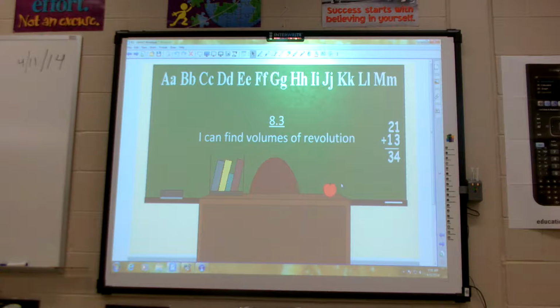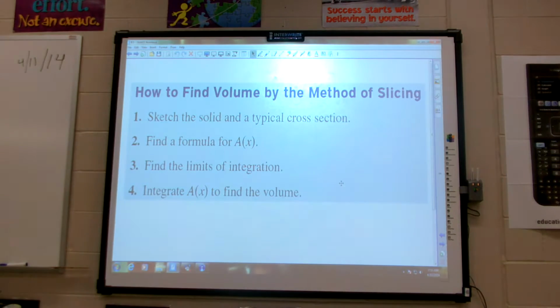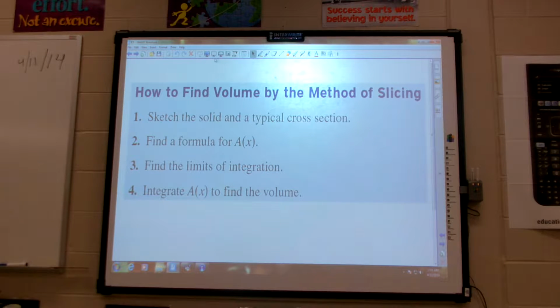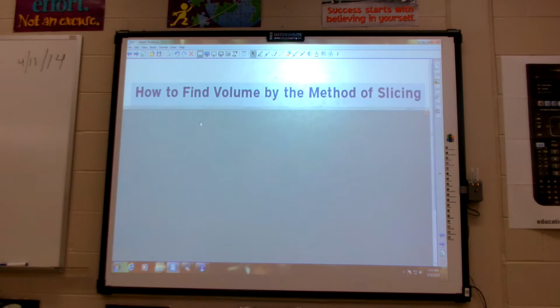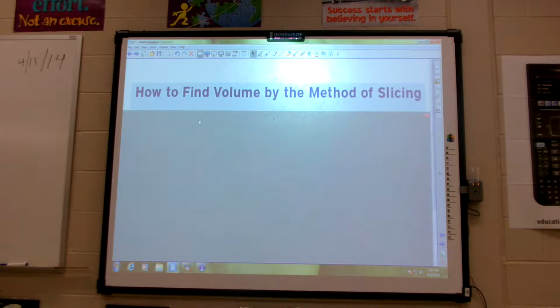Sections, and they will say on the AP test, find if the cross sections are squares, are circles, or whatever. But now we're just doing actual revolutions. So here are our steps. How to find the volume by the slicing method, or method of slicing. So this is called the slicing method.